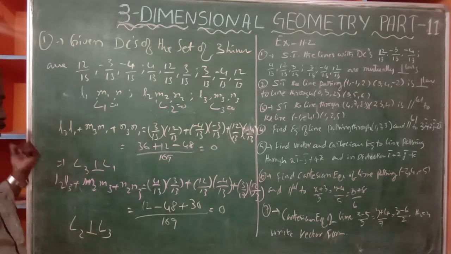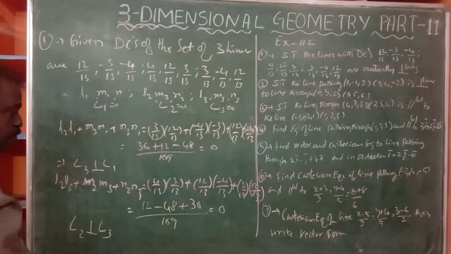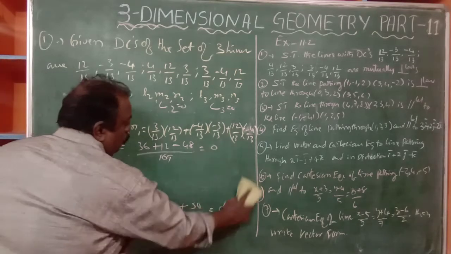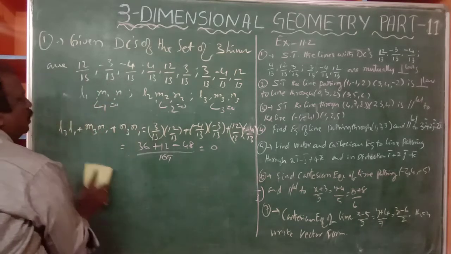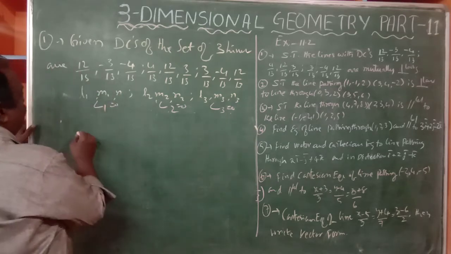So first one is L1 is perpendicular to L2, and L2 is perpendicular to L3, and this L3 is perpendicular to L1. So they are mutually perpendicular. Therefore, we can conclude that the lines are mutually perpendicular.